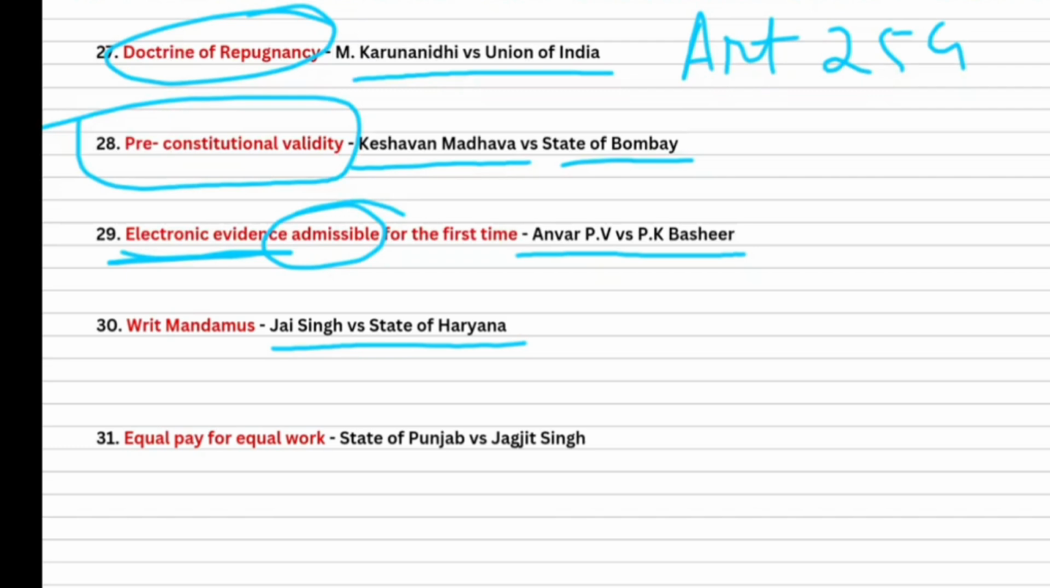But not the least, we have the case of State of Punjab versus Jagjit Singh. In this case, the Supreme Court held that people doing the same work should get the same pay, ensuring equal pay for equal work as provided by the Constitution of India.